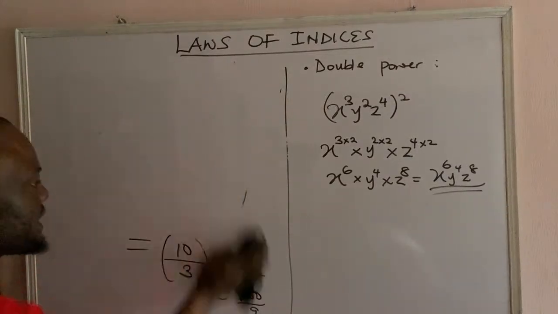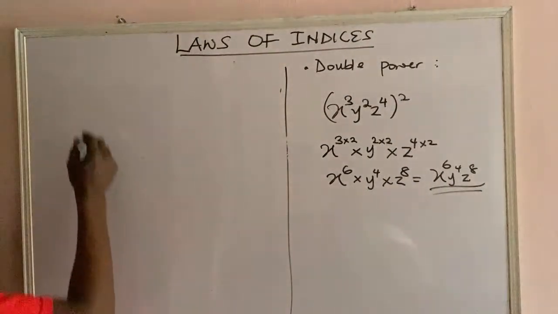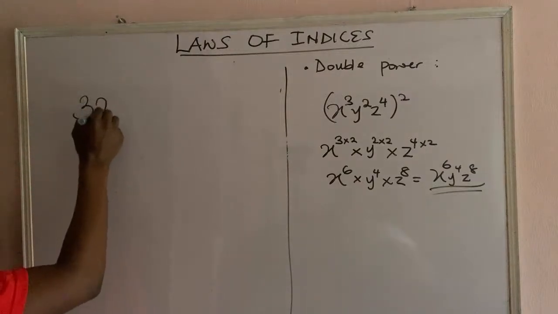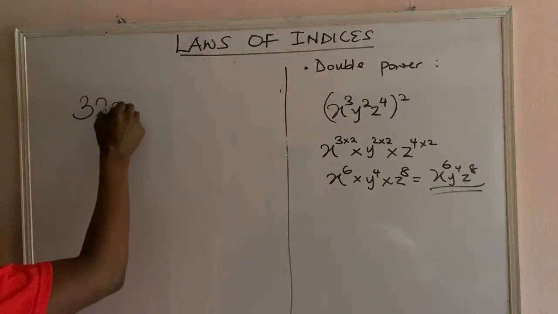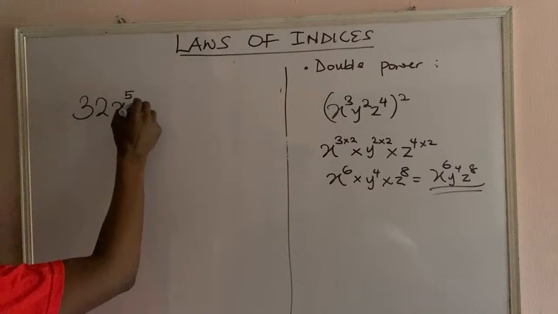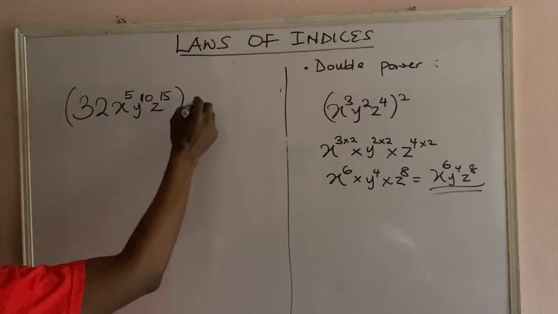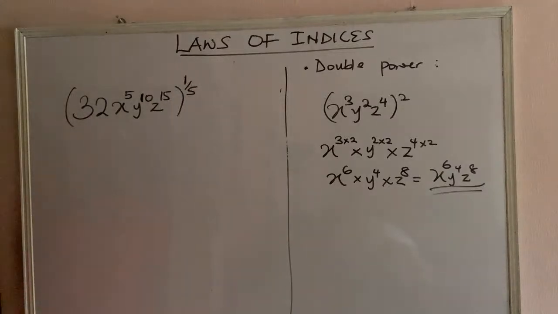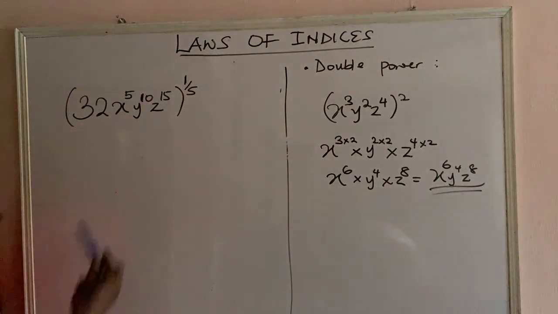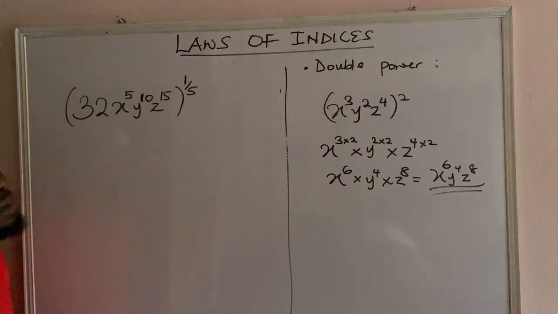All right, so let's take more difficult questions. Let's say we have 32 x to the 5, y to the 10, and z to the 15, all raised to the power of 1/5. Now, if you look at this, you can see that I actually have double power. This power multiplied by this. So I want to multiply each power.